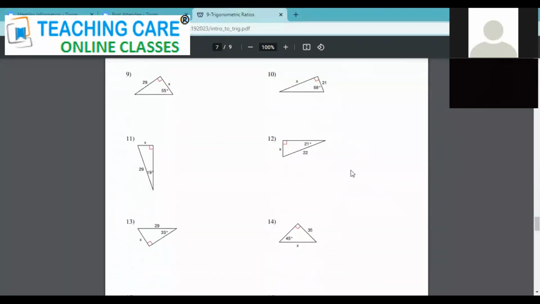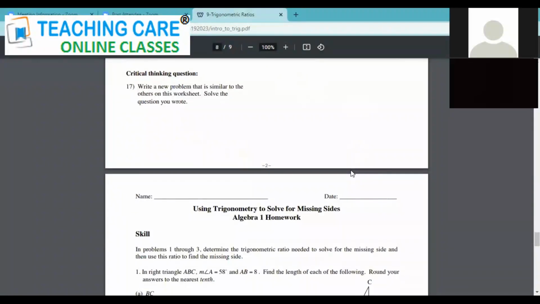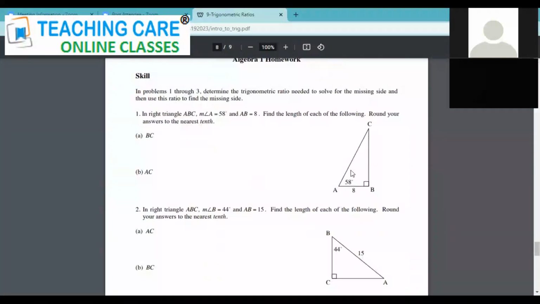So this is of the same type. These are the basics we will be having in algebra. Okay. Now see this. In right triangle ABC, angle A is 58 degrees, AB is 8. Find the length of each of the following, rounded to the nearest tenth. Can you find and tell me what is BC and AC? This method I have not told you. Okay, one problem I'll do. See, now we know how to use the calculator.